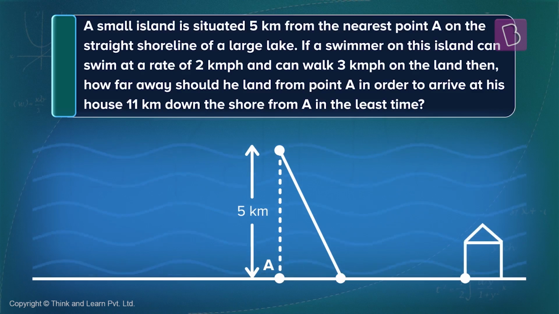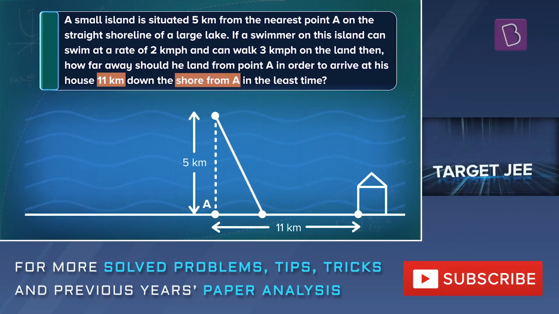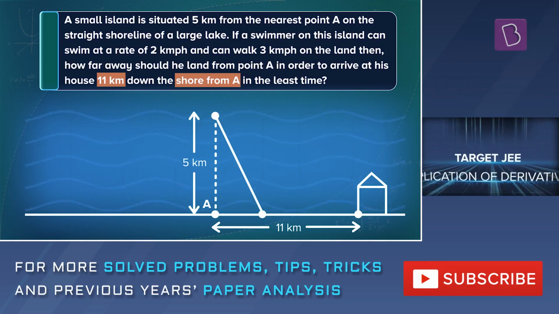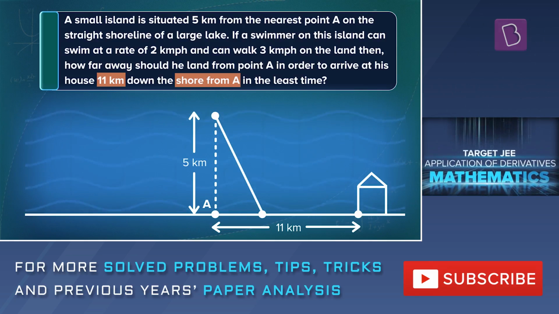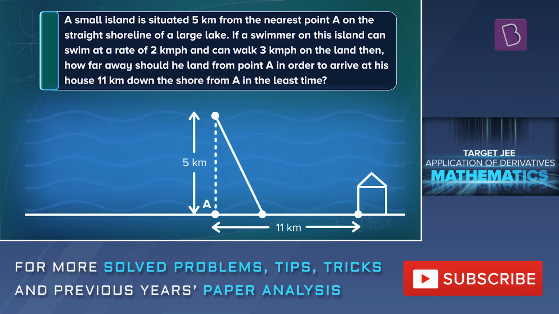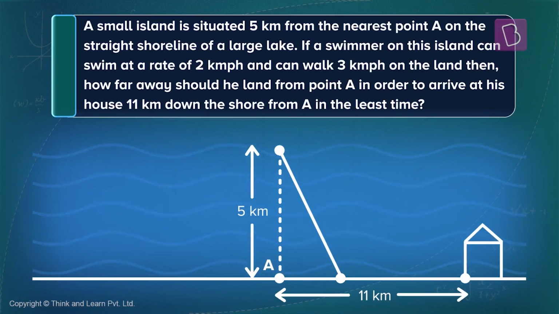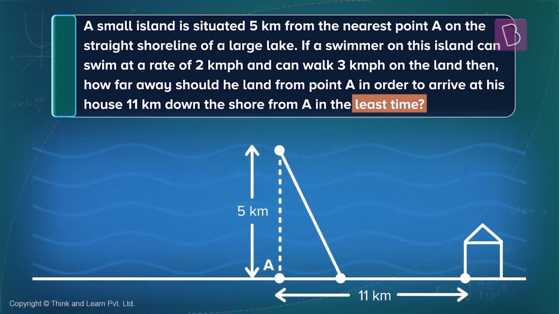Now, how far is his house? His house is 11 kilometers along the shore away from that point A, which is the shortest distance from the island. So now we have to find out the point where he has to land on the shore after swimming, so that the time that he takes between the island and the shore is minimum.